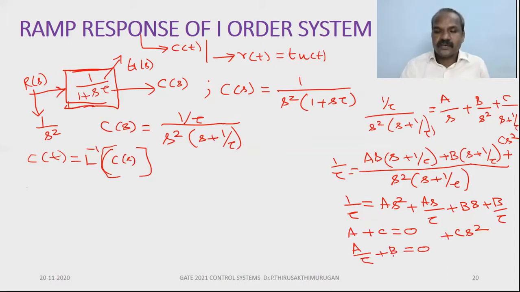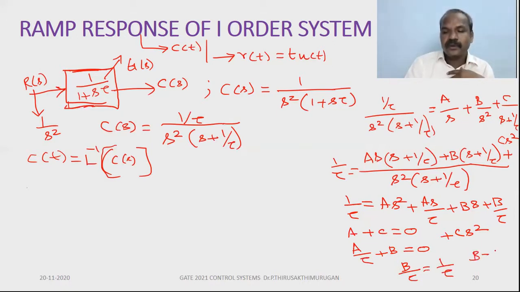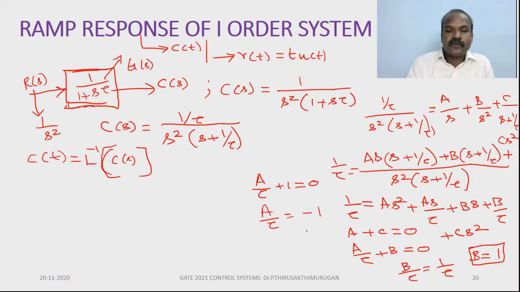Compare the constant coefficients. What are the constant coefficients? B by tau equal to 1 by tau. So B equal to 1. So A by tau plus B equal to 0. From this expression, A by tau plus 1 equal to 0. So A by tau equal to minus 1. So A equal to minus tau. Right? So C equal to plus tau.